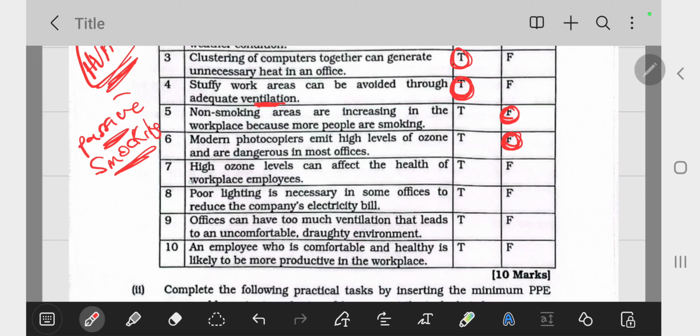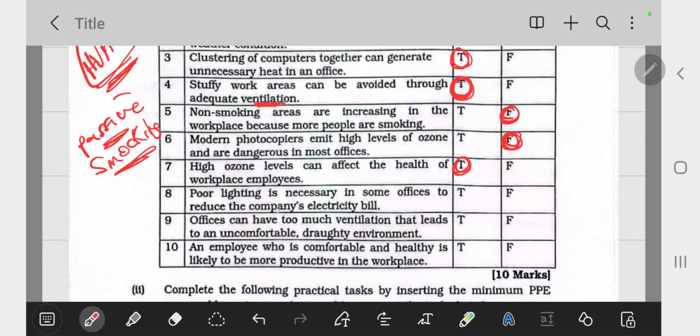Then number 7, high ozone levels can affect the health of workplace employees. If you have an idea about chemistry or some geography, you know what the ozone layer is. It's a layer in the atmosphere, and it has been mainly damaged. But if you say high ozone levels can affect the health of workplace employees, yes, this is true, because it is just naturally true.